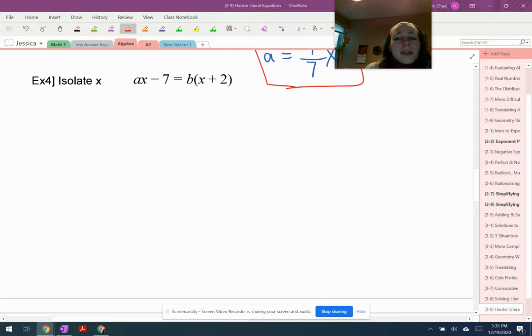Example 4, final and last example for Algebra 3-9, harder literal equations.